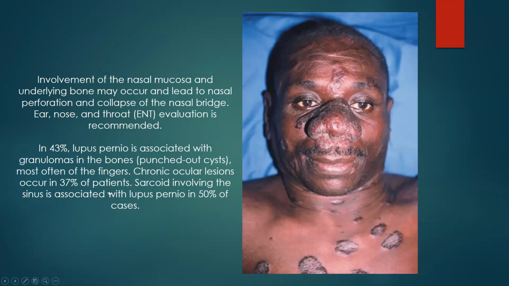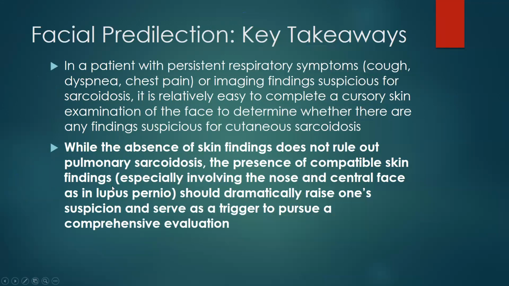And it also can have sinus involvement. So really check the face out with these patients. So key takeaways: in a patient with persistent respiratory symptoms or imaging findings suspicious for sarcoidosis, it's relatively easy to do a cursory skin exam of the face to see if there are any suspicious findings. We are always happy to see these patients do a biopsy if there's any concern whatsoever for sarcoid. And like I said, that can spare doing an invasive procedure.